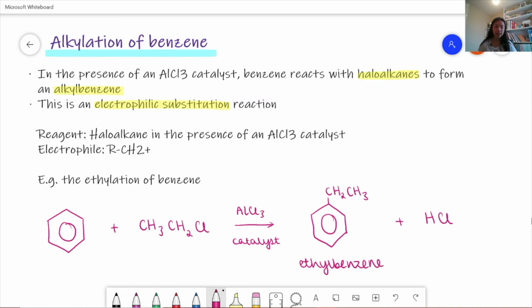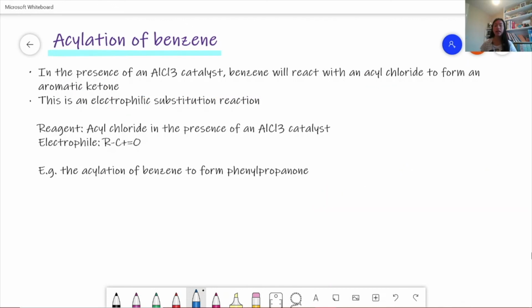So in this case, our electrophile is this CH3CH2 plus ion. This is our electrophile. And as you can see, we've added some more carbons onto this aromatic compound. And the last reaction we have, which extends the carbon chain, is the acylation of benzene.